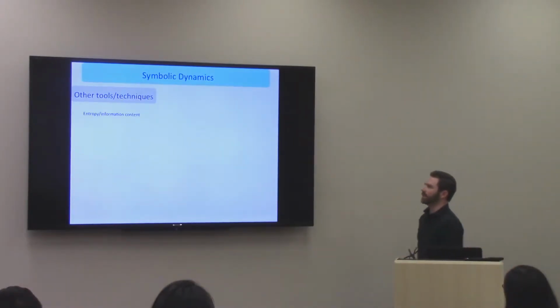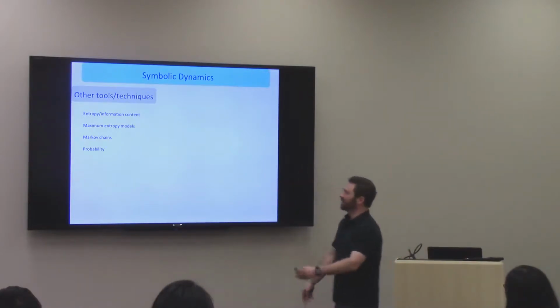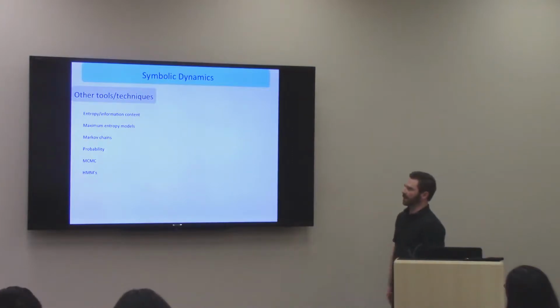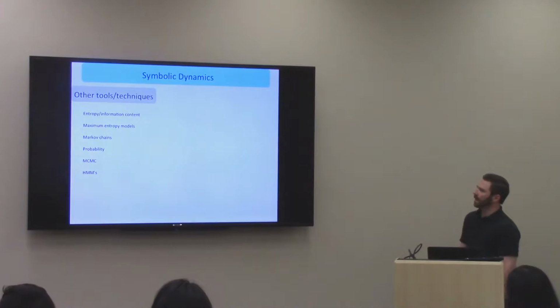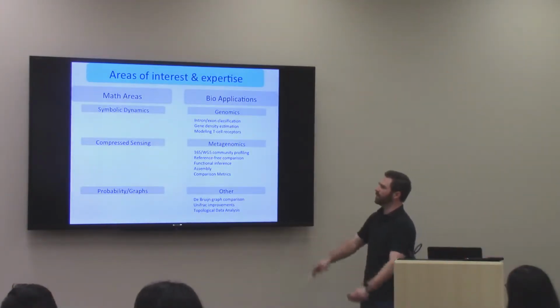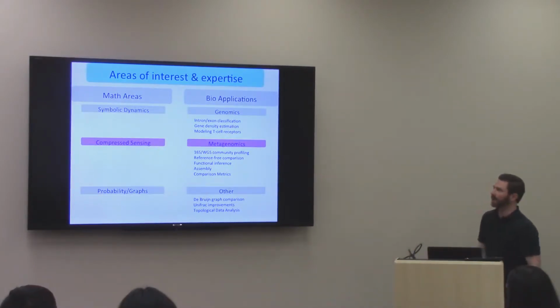Other tools and techniques, no time to talk about, but I'm interested in because you're supposed to say what you're interested in. So Markov chains, probability, MCMC, HMMs, maximum entropy models, all that kind of fun stuff. But anyways, we can go on to the second part, which is going to be more the meat. It's metagenomics and compressive sensing applied to metagenomics.